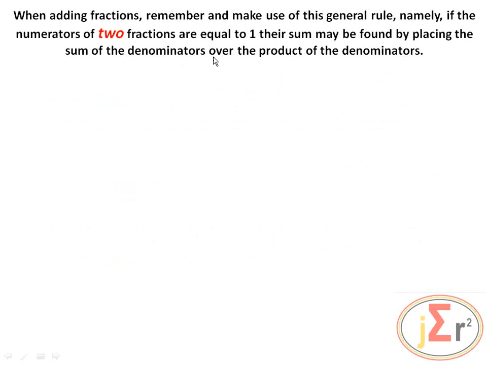Another important thing to know about the addition of fractions. When adding fractions, remember and make use of this general rule, namely, if the numerators of two fractions are equal to 1, their sum may be found by placing the sum of the denominators over the product of the denominators. So there we have two fractions and their numerators are equal to 1. Their denominators like that.